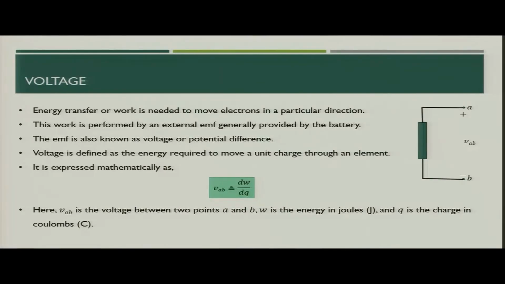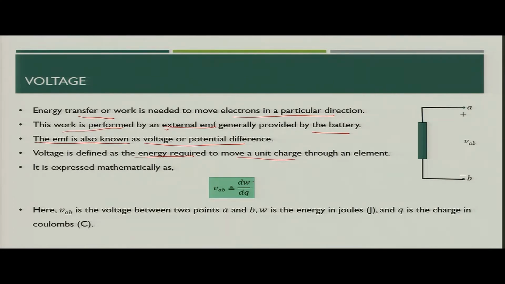Now, let us talk about voltage. Energy transfer or work is needed to move electrons in a particular direction. So, who will provide this energy? This energy is supplied through the external EMF provided by the battery. The battery will work on the electrons to move them from one side to the other, and this EMF is also known as voltage or potential difference. Now, how will you define the voltage? Voltage is defined as the energy required to move a unit charge through an element.